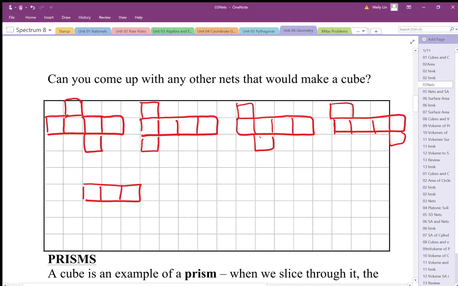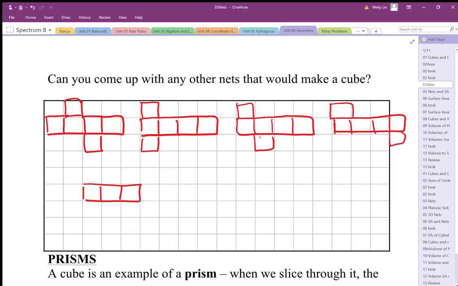These ones are a little bit harder to do, and I encourage you to actually cut some of these out. Take some paper, cut them out, and you can physically fold. If you don't actually do that, it's very difficult to do in your mind. Some people are good because they have lots of experience folding things like this. Some people are not as good, so you have to actually cut and fold.